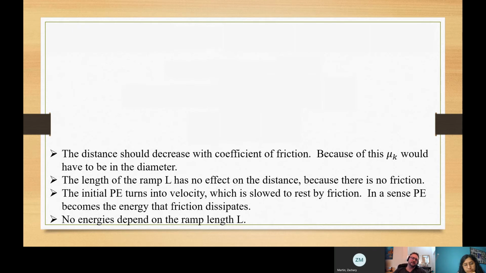Can someone read that one for me? Because my screen gets covered in front of it. The initial potential energy turns into velocity, which is slowed to rest by friction. In a sense, potential energy becomes the energy that the friction dissipates.